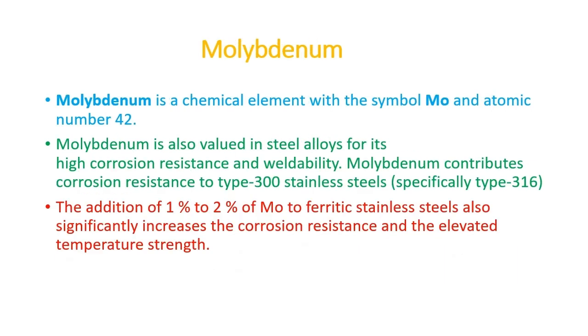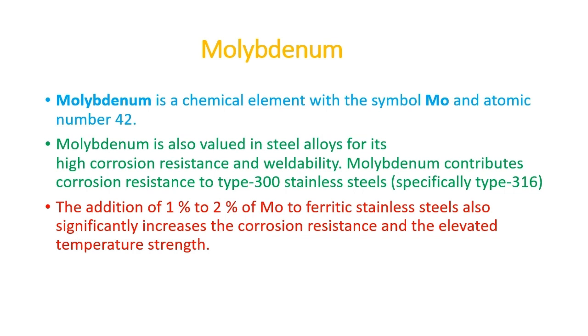Another important material is molybdenum. Molybdenum is denoted by the symbol Mo, and it has the atomic number 42. Molybdenum is also valued in steel alloys for its high corrosion resistance and weldability. Molybdenum contributes corrosion resistance to type 300 stainless steels, specifically type 316. The addition of 1% to 2% of molybdenum to ferritic stainless steels also significantly increases the corrosion resistance and elevated temperature strength. So molybdenum is particularly important in stainless steel because it increases the corrosion resistance of steel, particularly at high temperature.